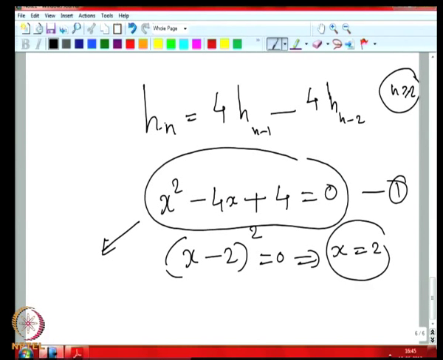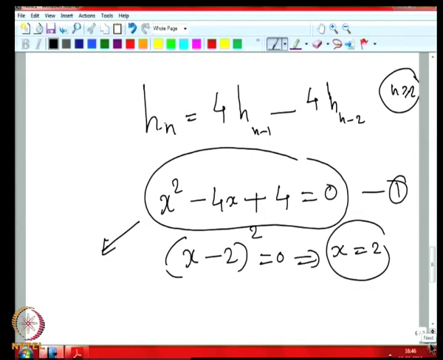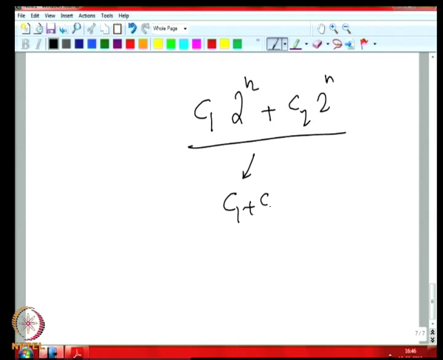Now, what do we mean? We can indeed say that 2 to the power n is a solution, C1 times 2 to the power n is a solution. If you want, C2 times 2 to the power n is also a solution for any constant, but that does not help, because this is only C1 plus C2 times 2 to the power n, which is some C dash times 2 to the power n, right. So this will not help, because splitting a constant into 2 will not help.